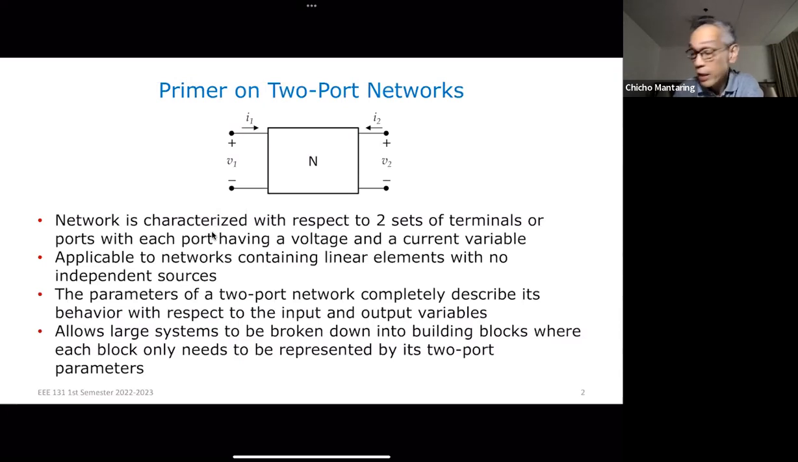Again, no? Important. You can only apply two-port network techniques if this network N contains only linear elements and does not contain any independent sources. In other words, hindi pwedeng magkaroon ng voltage source or current source dito sa loob ng N. Pwedeng magkaroon ng dependent sources. You can have voltage-controlled sources or current-controlled sources, but no independent sources.